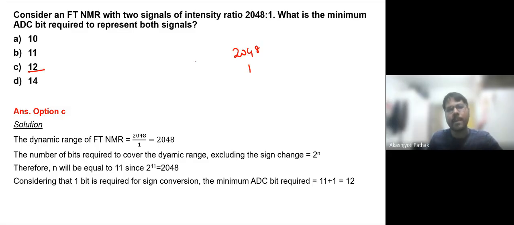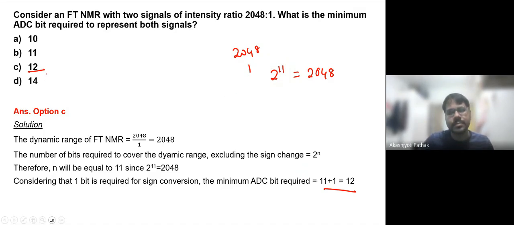So if you keep 2 to the power 11, then what will happen? The number of bits required to cover the dynamic range excludes the sign. So 2 to the power 11 would be sufficient to capture 2048, but you have to reserve one bit for the sign conversion. So the minimum ADC bit required will actually be 11 plus 1, that is 12. Okay. So you have to keep one bit extra for the sign conversion. So the answer will be 12 and not 11.